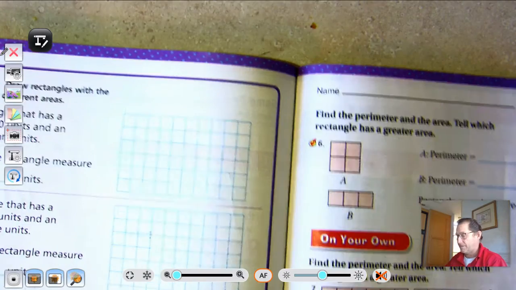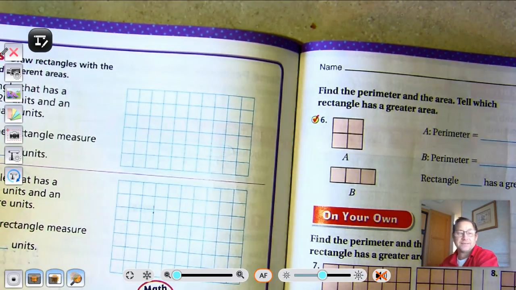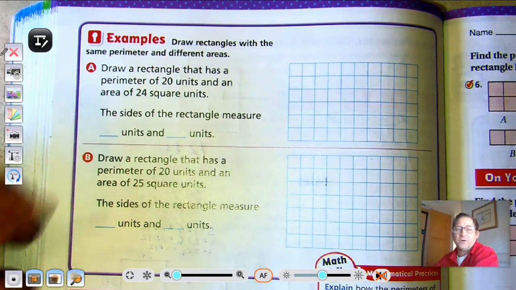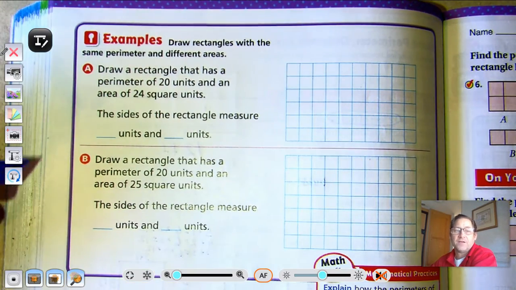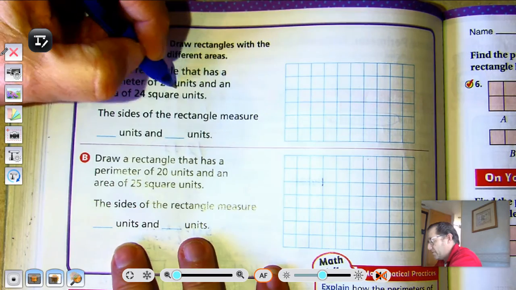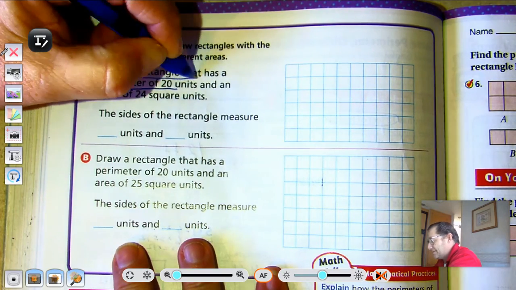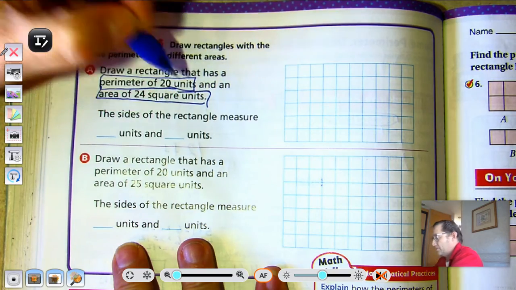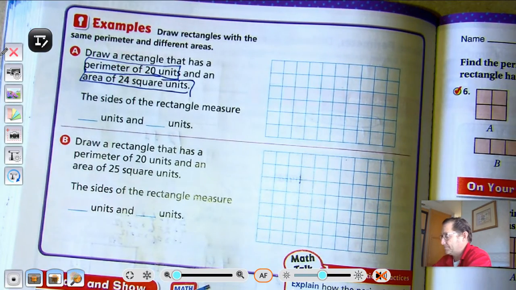So page 488, example A. Draw rectangles with the same perimeter and different areas. Draw a rectangle that has a perimeter of 20 units and an area of 24 square units.